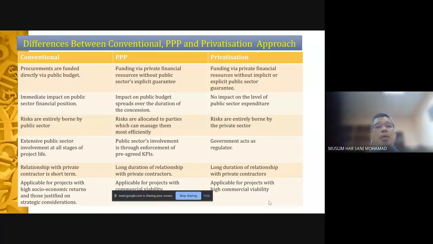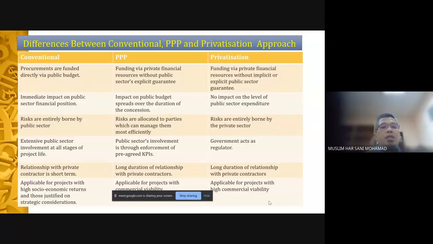Risks are entirely borne by the public sector in the case of conventional procurements. Risk here can be operational risk, can be financial risk. Operational risk is just that the facilities, the procurement project cannot deliver as it should be. If it is financial risk, maybe the cap of the expenditures, it can go beyond budgets. Under PPP, risks are allocated to parties which can manage them more efficiently. If it is operational risk, it should be transferred to the private sector. In privatization, risks are entirely borne by the private sector.